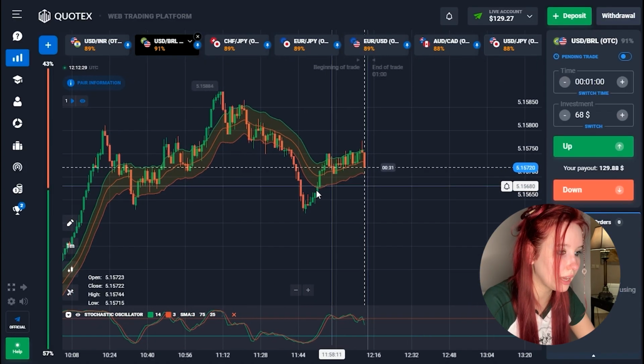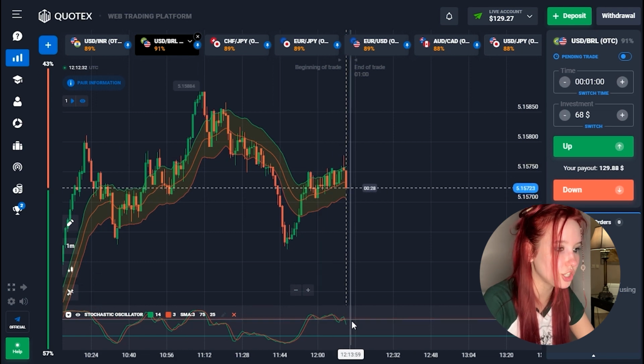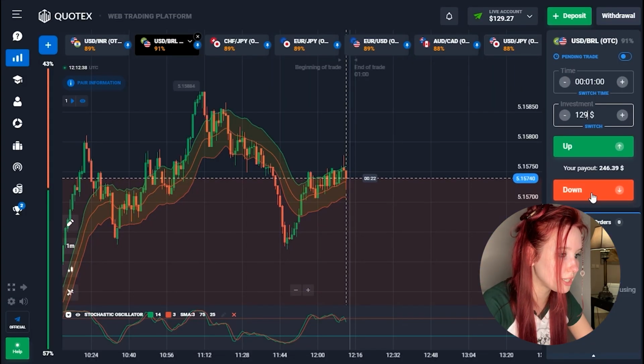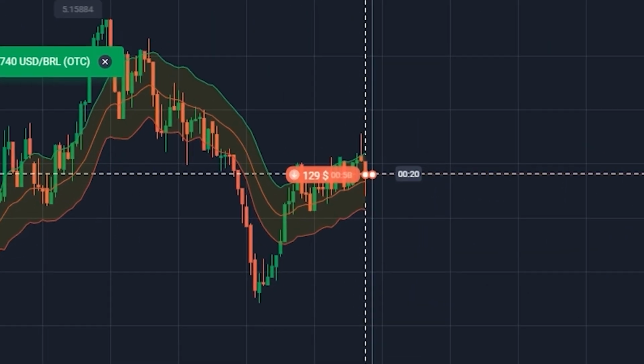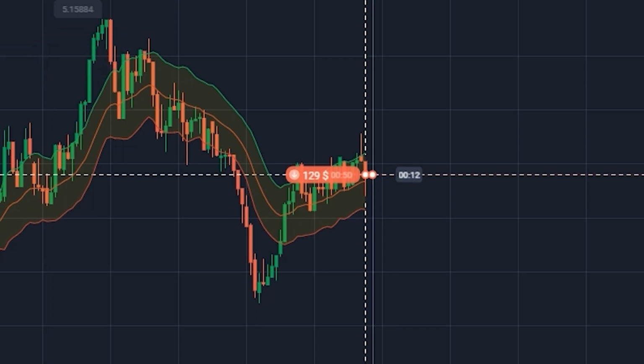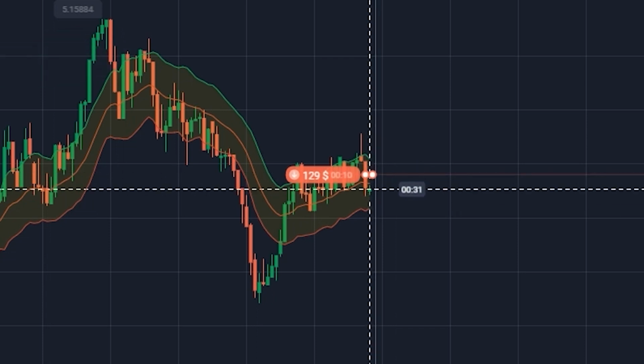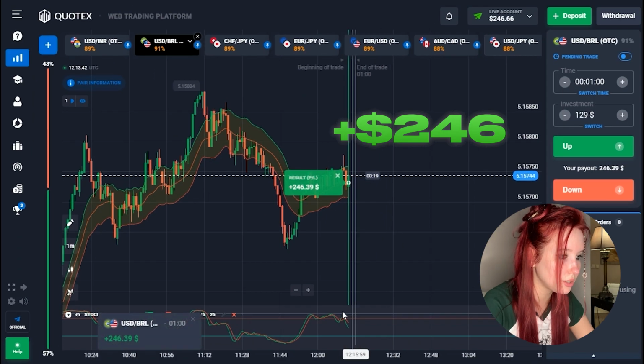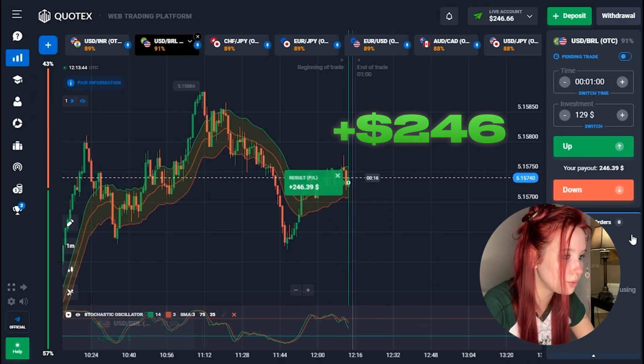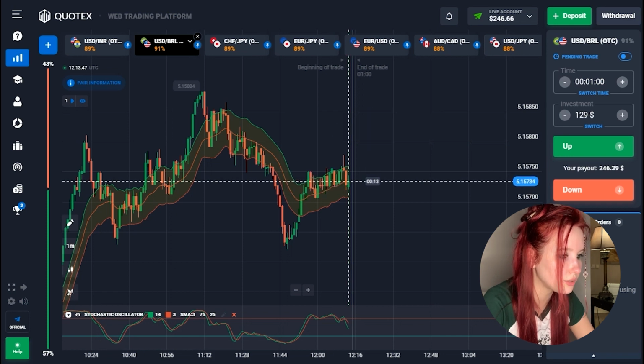So here we see that the candle crossed the middle line of the candle channel from top to bottom. We also see that on the stochastic oscillator, the 75 mark also crossed from top to bottom. I opened the trade down for 1 minute. The next deal closed with a profit, and now we see a good intersection of the lines on the stochastic oscillator. Guys, remember that we started with $20 and now my balance is close to $246.